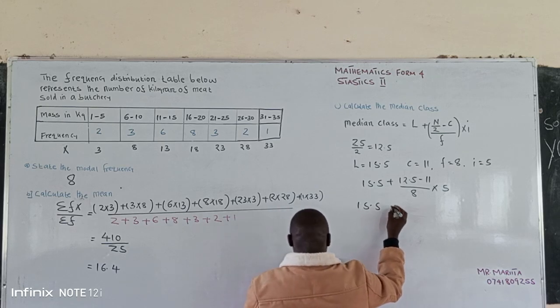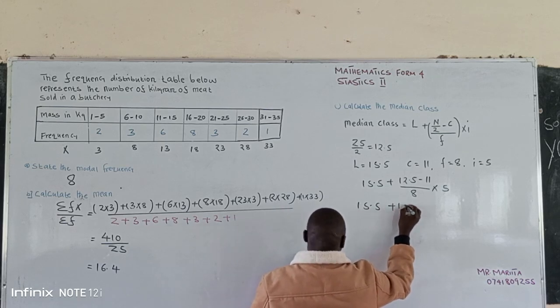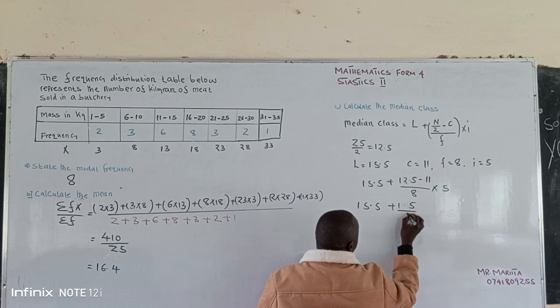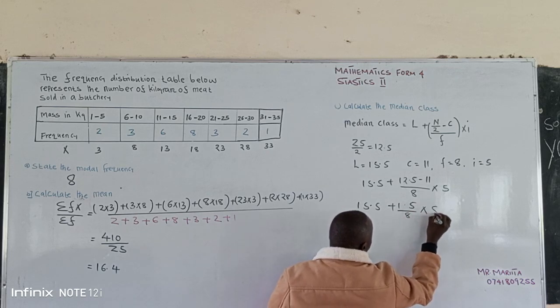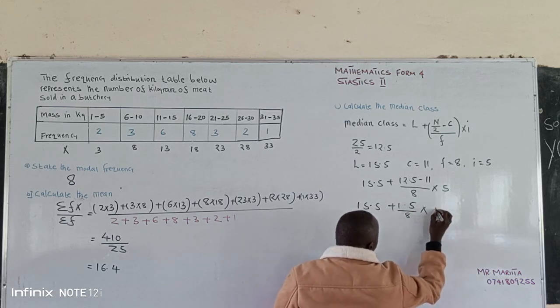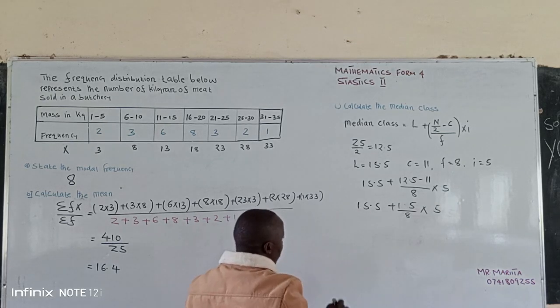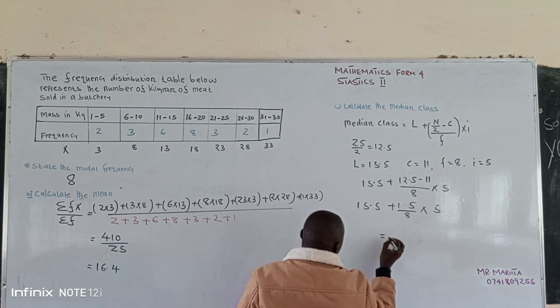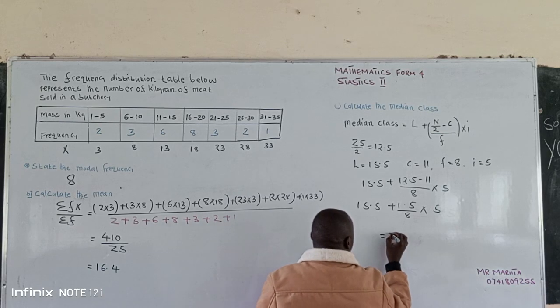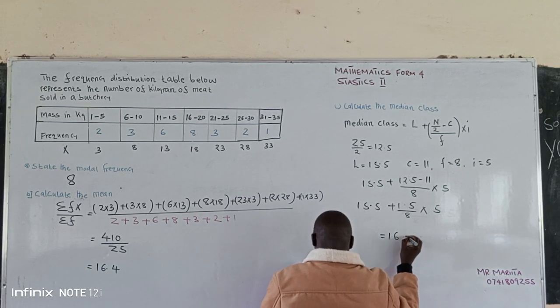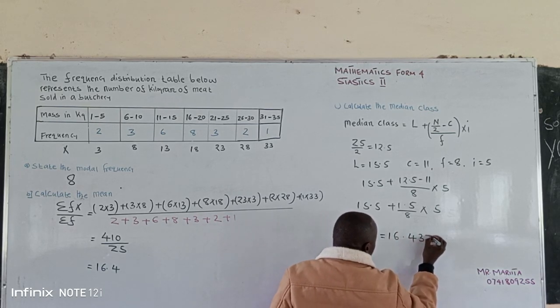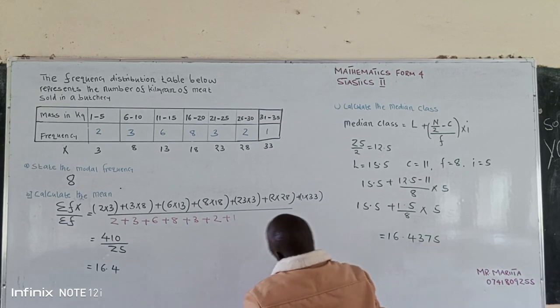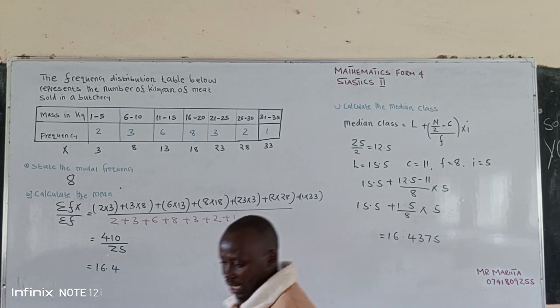So we have 15.5, then you add 1.5 divided by 8, multiplied by 5. If you work that out properly, you will get the median at 16.4375. That is how you can get the median.